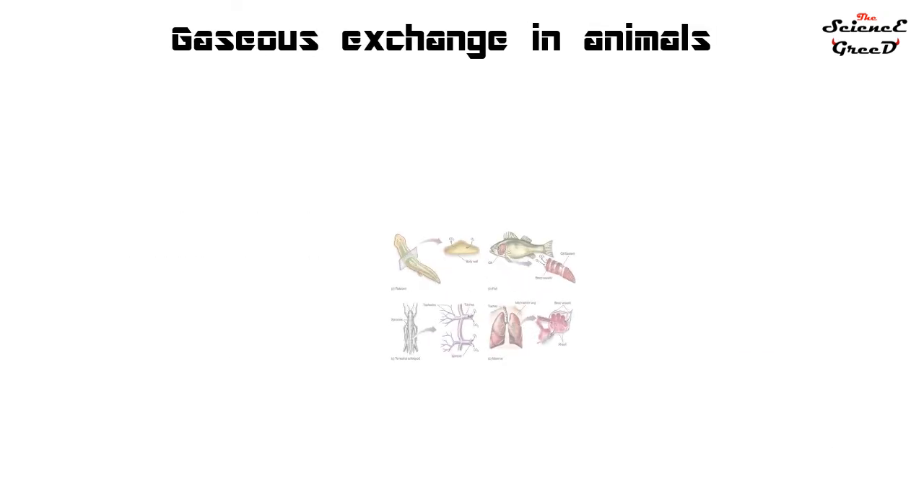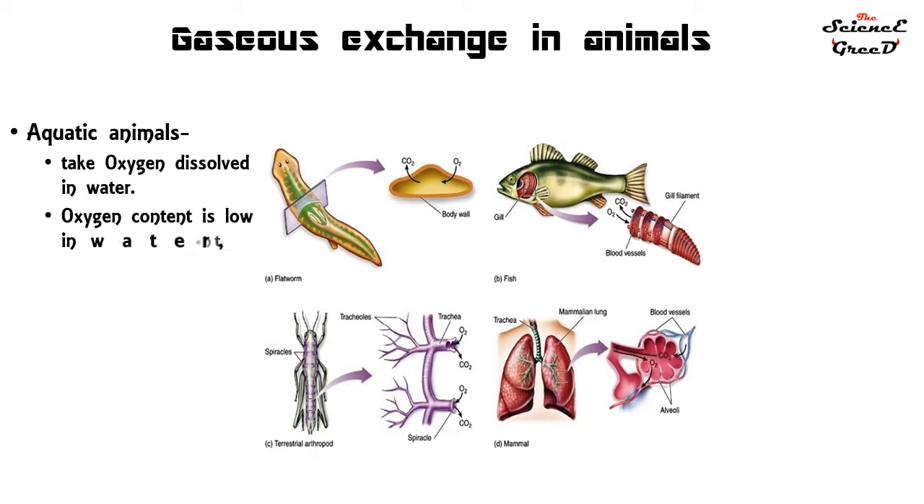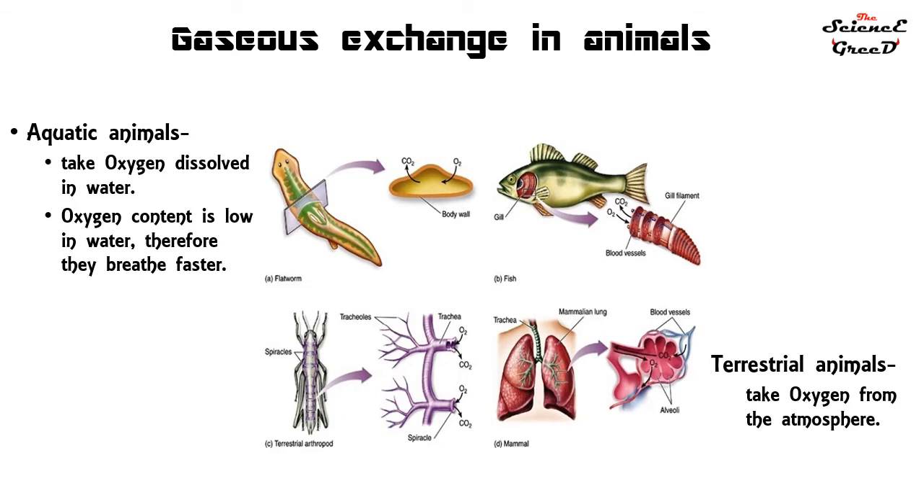Gaseous exchange in animals. In animals, gas exchange follows the same general pattern as in plants. Oxygen and carbon dioxide move by diffusion across moist membranes. In simple animals, the exchange occurs directly with the environment. But with complex animals, such as mammals, the exchange occurs between the environment and the blood.